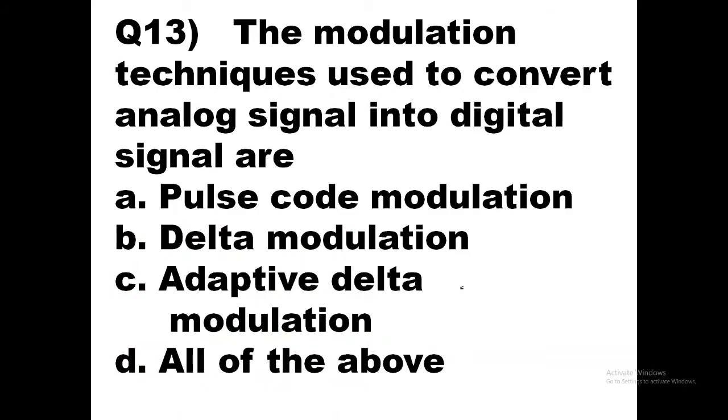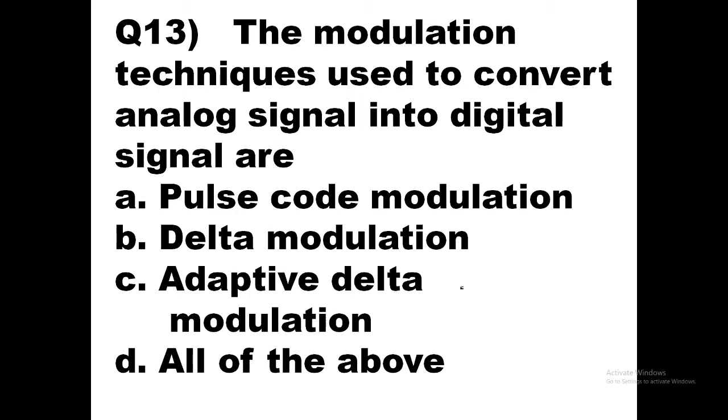The modulation techniques used to convert analog signal into digital signal. Okay, now the options they have given are pulse code modulation, delta modulation, and adaptive delta modulation. In all these three, we are going to convert analog signal into binary data. That means analog to digital conversion takes place in PCM also, in delta modulation also, in adaptive delta modulation also.